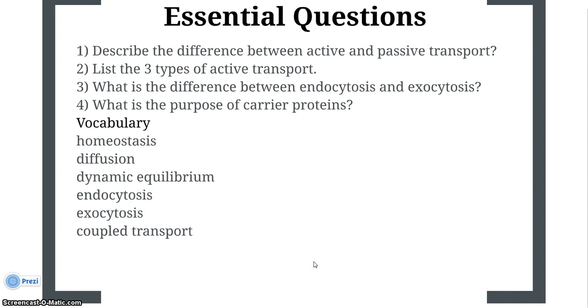This concludes the active transport lecture. We will discuss both types, active and passive, in class.